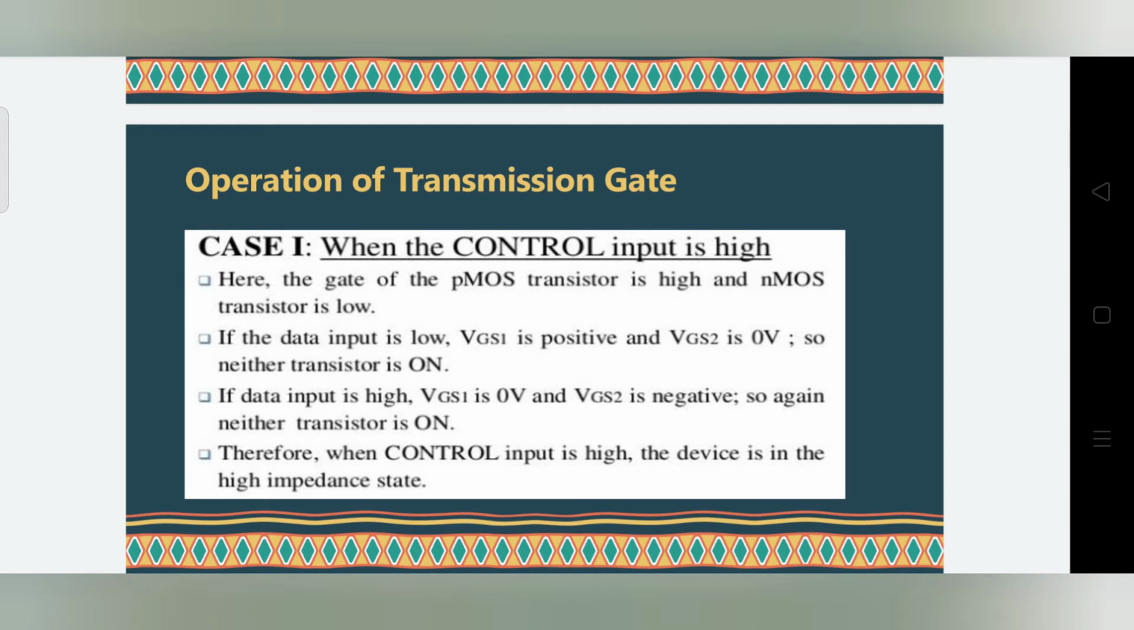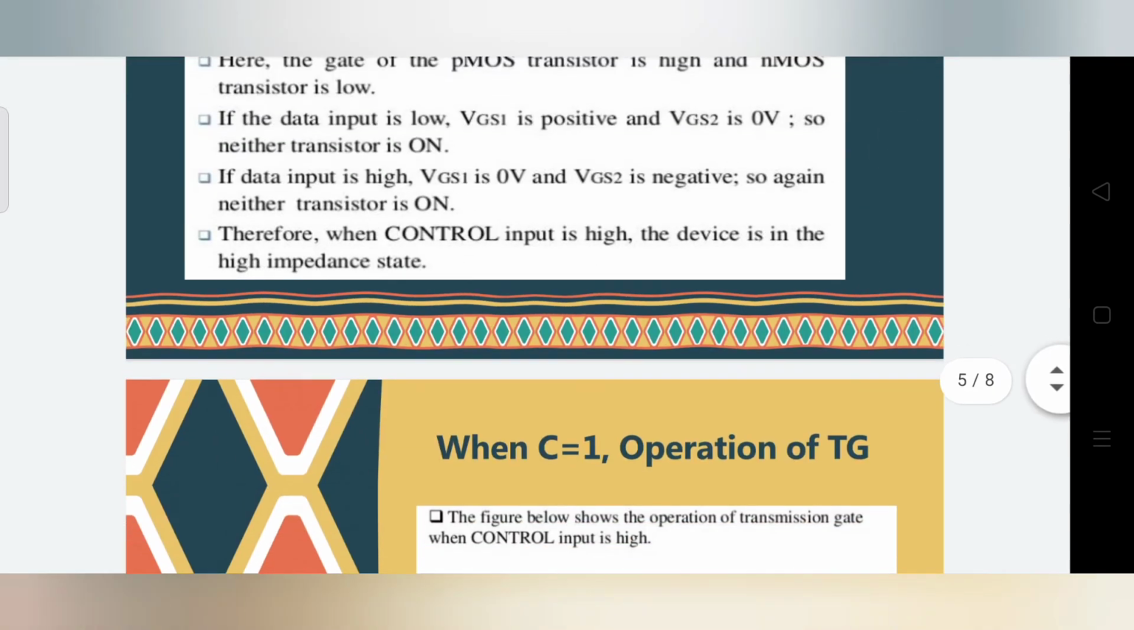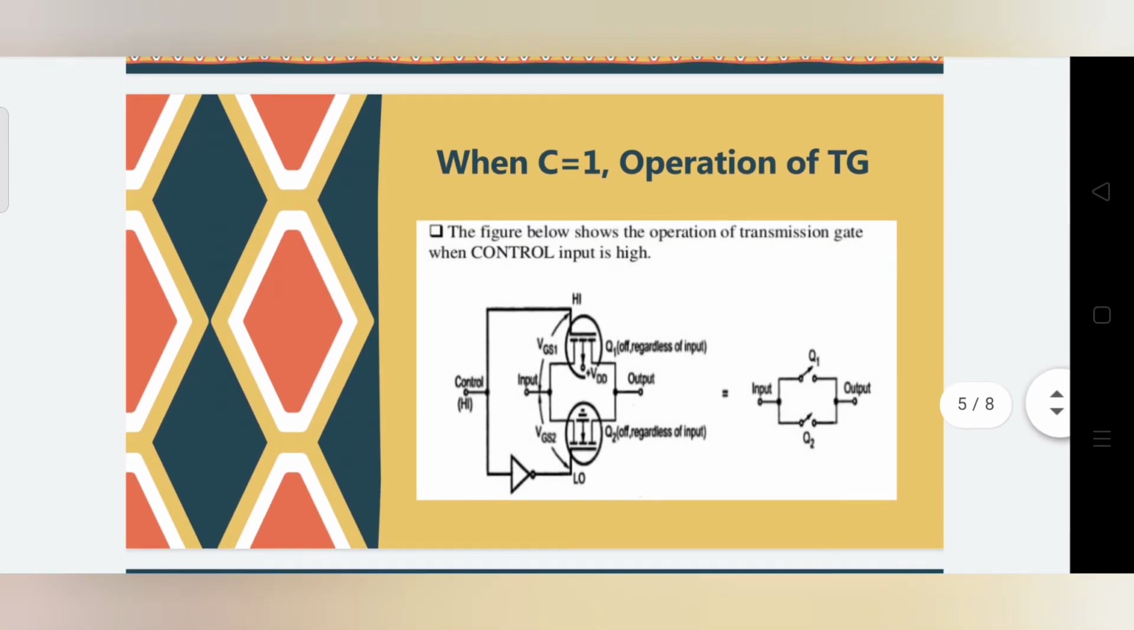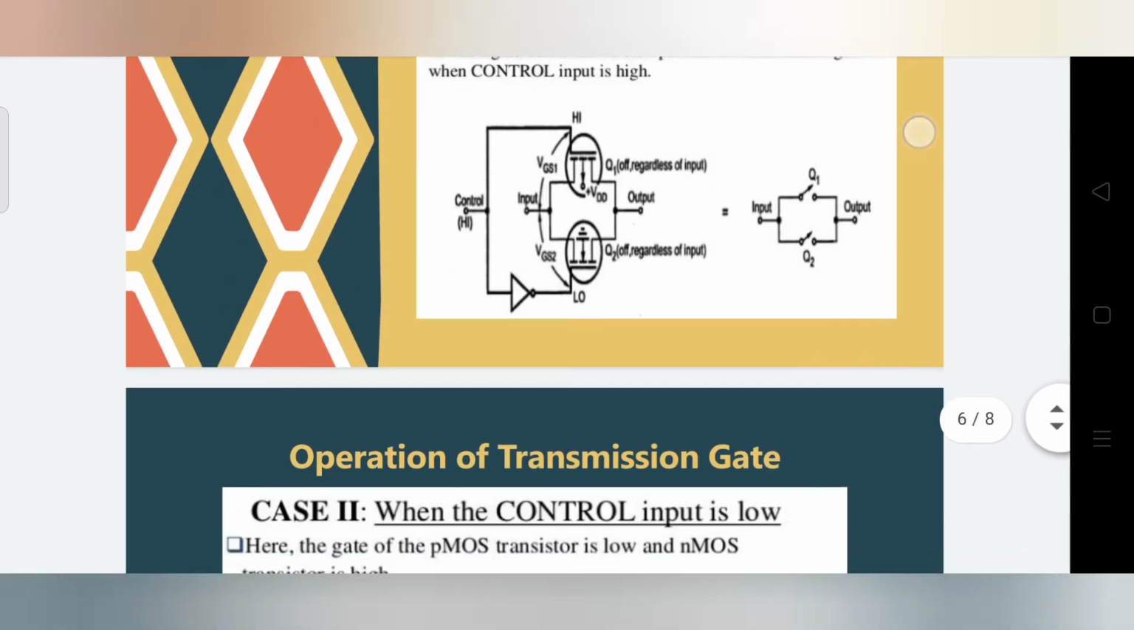The control signals to the CMOS gate, C and C bar, are complementary. When C is equal to 1, both MOSFETs are on, allowing the signal to pass through the gate. A is equal to B. This is the operation of the TG. If C is equal to 1, it will turn on both transistors, and then A is equal to B, which is nothing but output is equal to input.